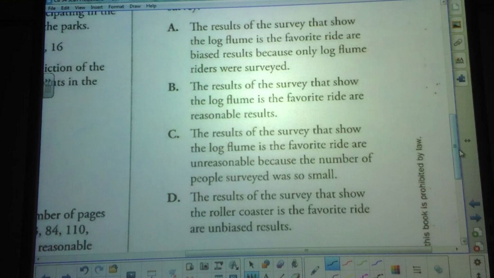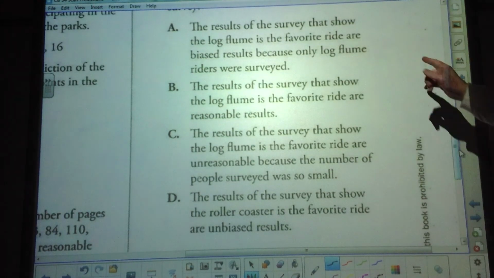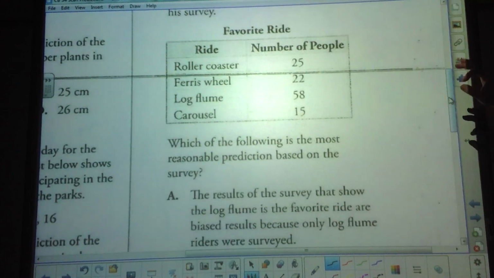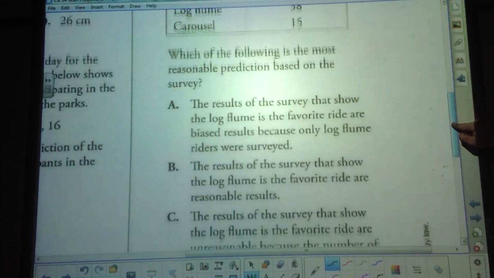A, the results of the survey that show the log flume is the favorite ride are biased because only log flume riders were surveyed. I think that might be a reasonable choice. Keep in mind, we talked about this a couple weeks ago. If you wanted to find out somebody's favorite ride, you're not going to stand by one ride and find out, because chances are people are already at their favorite ride. So I think A may be a good choice, but let's go ahead and read them all.